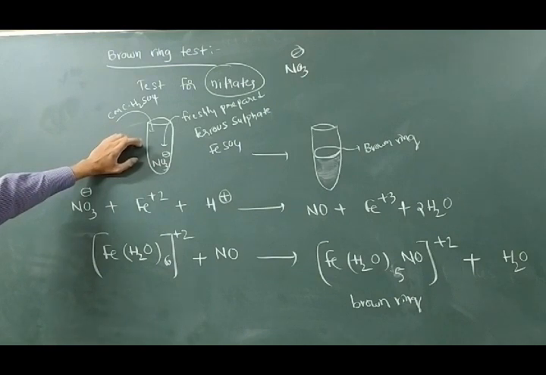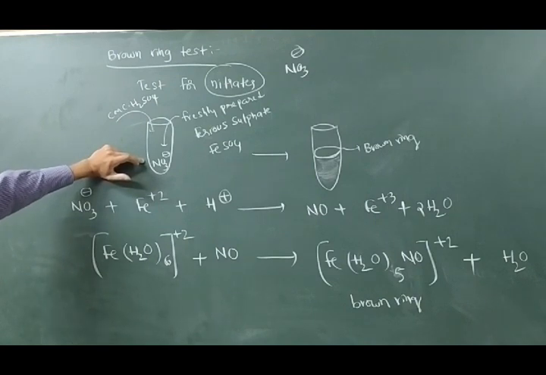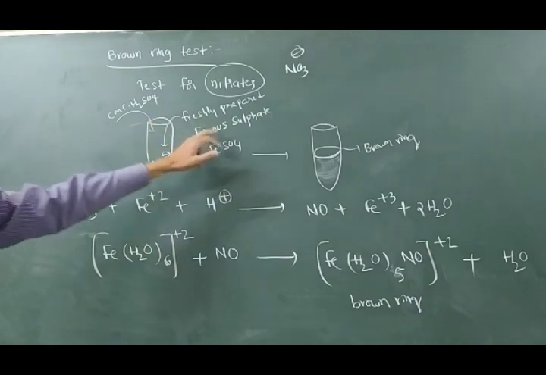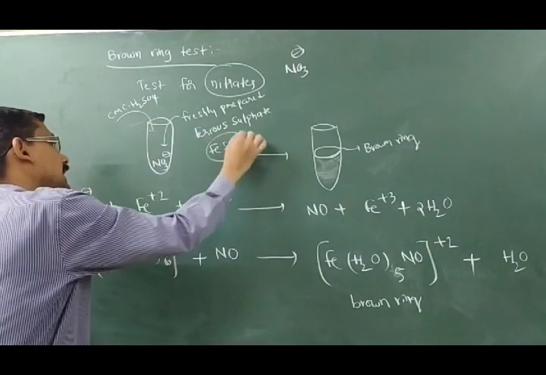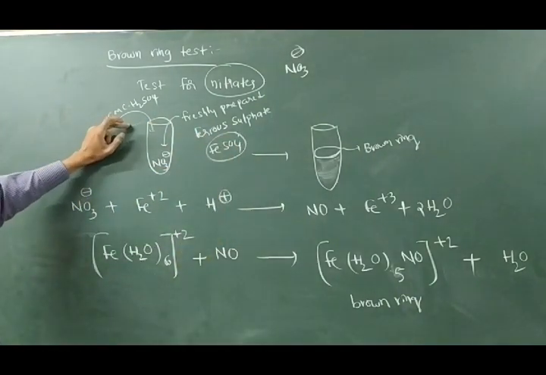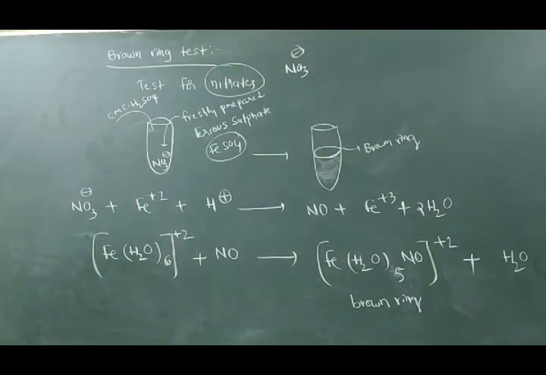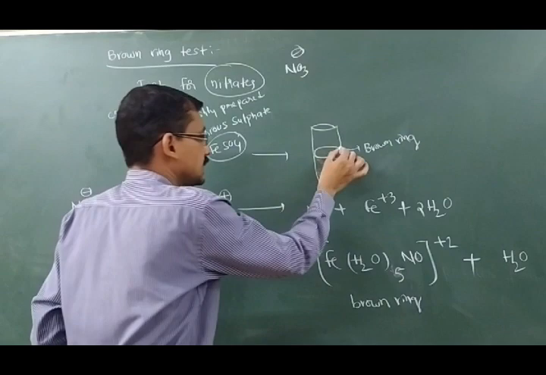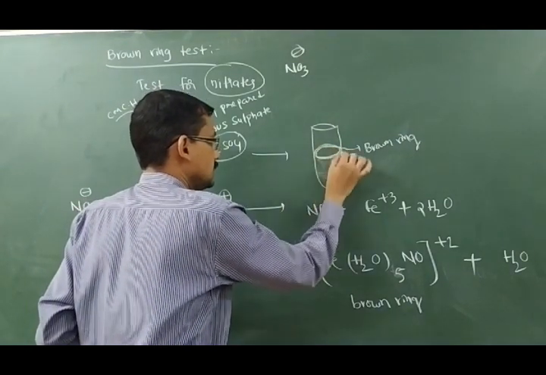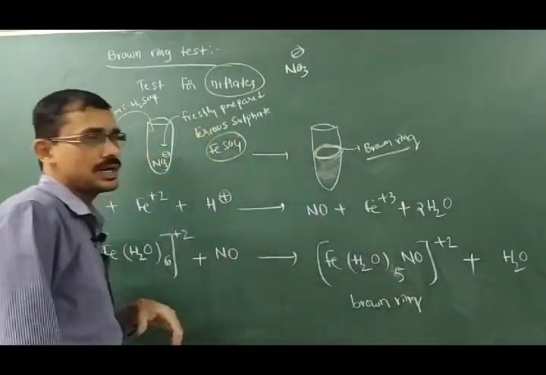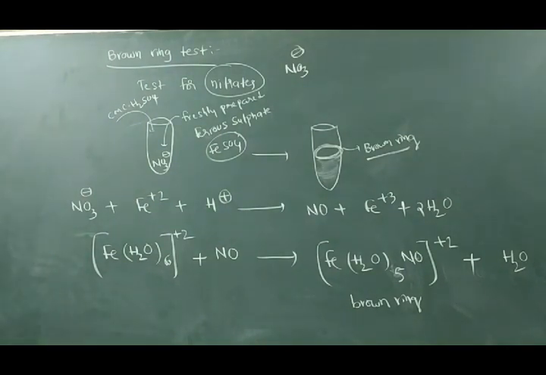Next, how to do this test? Take a test tube. Take the sample which contains any nitrate. Take something like concentrated HNO3, anything containing NO3 minus. To this, freshly prepared ferrous sulfate, FeSO4, you have to add. Then add concentrated sulfuric acid drop-wise. After addition of this, we get a brown ring, isn't it? At the interface of this, we get a brown ring here. The brown ring indicates the sample contains what? Nitrate ion.